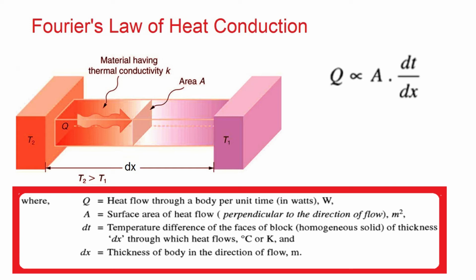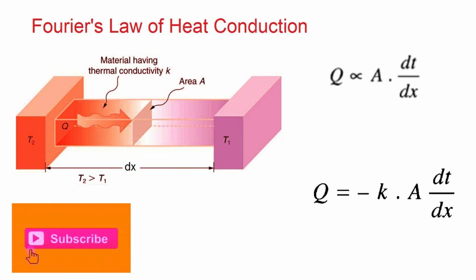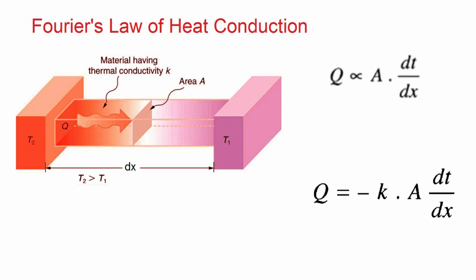So when we remove the proportionality, Q equals minus K A dT by dx, where K is the constant of proportionality and is known as thermal conductivity of the body. The negative sign in the equation is to take care of the decreasing temperature along the direction of increasing thickness or direction of heat flow.